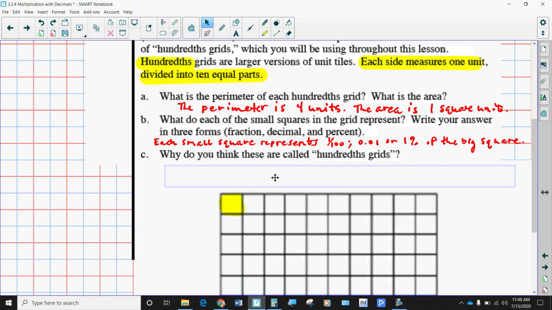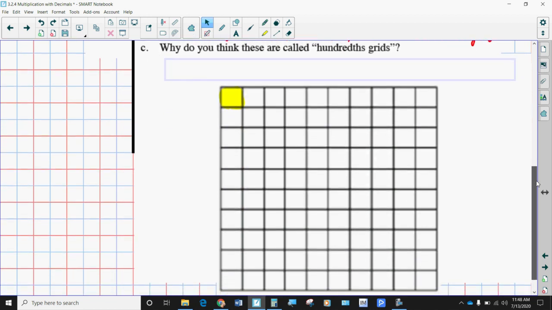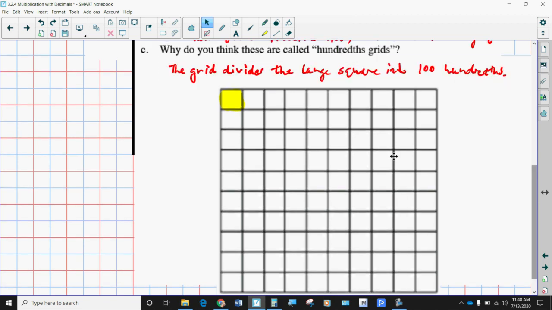Why do you think these are called hundredth grids? Take a second to think about why you believe that this would be called a hundredth grid. Well, the reason is because it's divided into 100 hundredths, right? 100 equal parts. So it's a hundredths grid. The grid being like the horizontal and vertical lines, breaking it up into equal square units on the inside, each one being equal to 1/100.